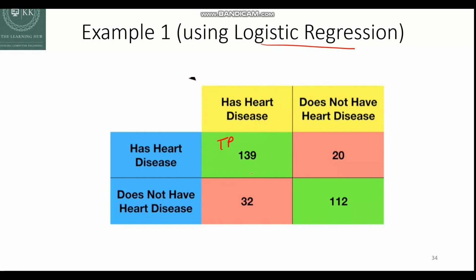And when we talk of this, doesn't have heart disease and predicted as not, we know these are the actual values and here the predicted ones. So predicted as negative and actually negative is a true negative. Fine. So these are the good values that are to be used.